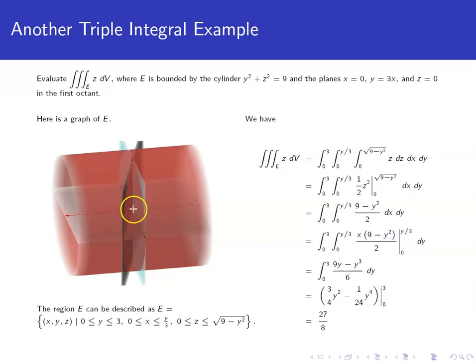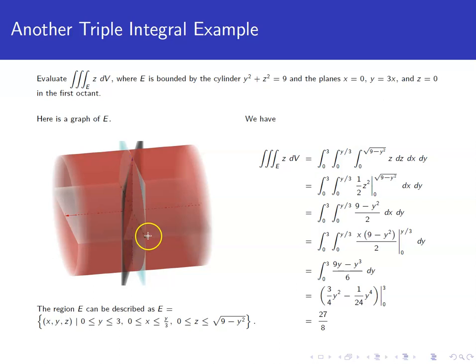So we can describe our z being between 0, and then if we solve this for z, since we're in the first octant, I can use the positive square root, so we get z is less than or equal to the square root of 9 minus y squared. That would be this part of the surface.